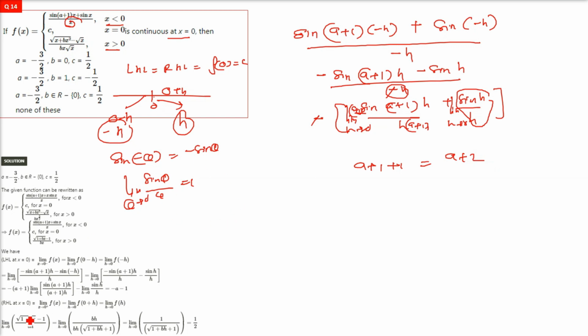Coming to the right hand limit. Now for the right hand limit, see here, I am just changing the color so that you understand we are doing it for x greater than 0. So for x you have to put 0 plus h.